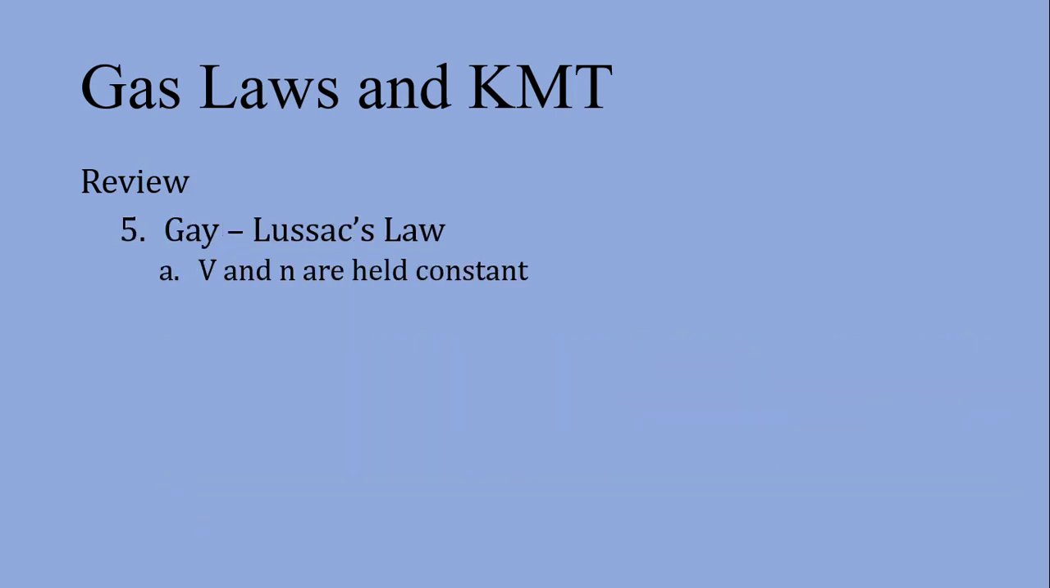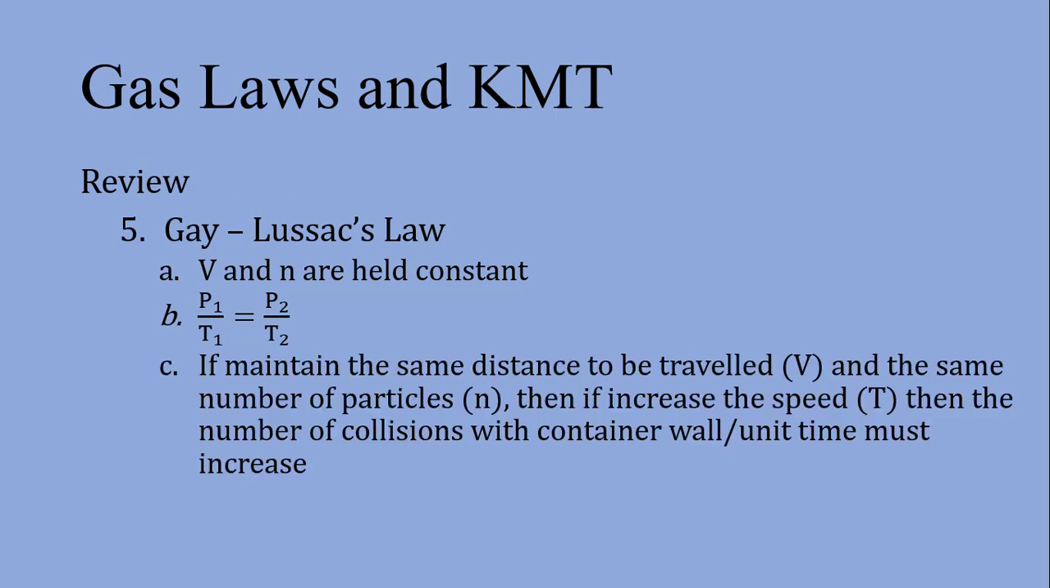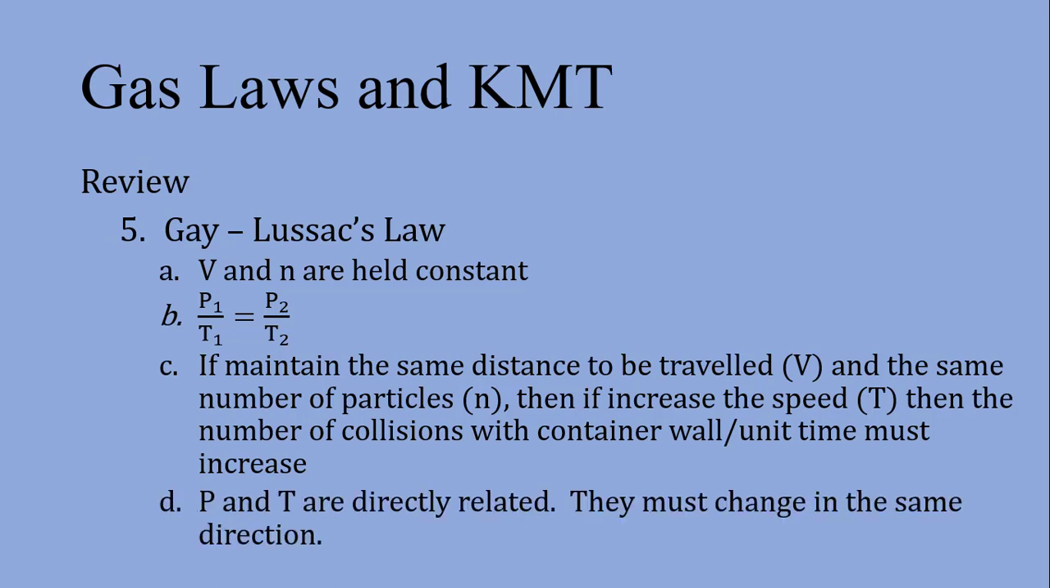For Gay-Lussac's law, you're holding volume and moles constant. You end up with P1 over T1 equals P2 over T2. If you maintain the same distance to be traveled, the volume, and the same number of molecules, the number of moles, then if you change the speed at which the particles travel, you have to change the number of collisions per unit time. If one goes up, the other goes up. If one goes down, the other goes down. So P and T are directly related.